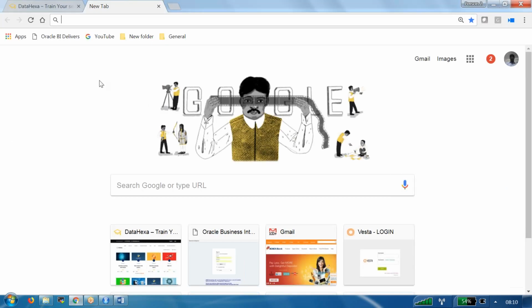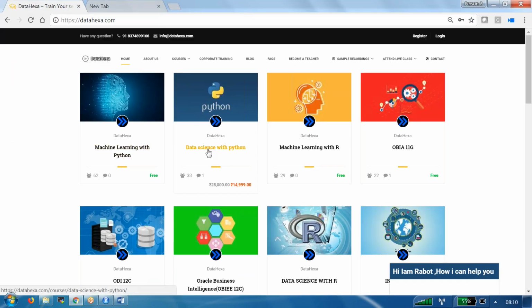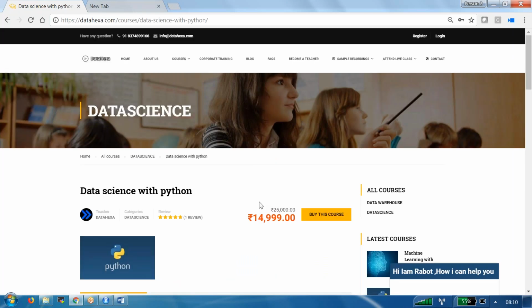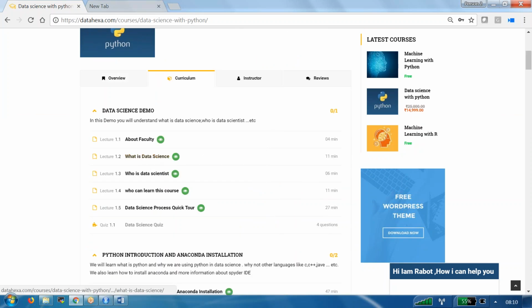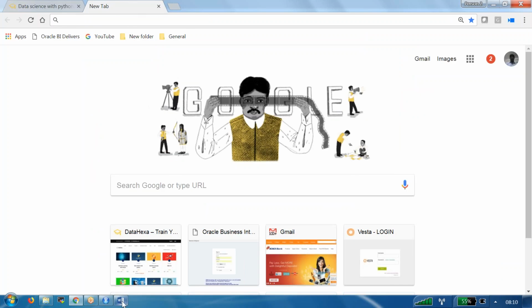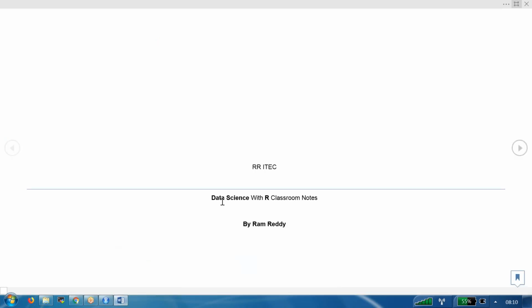The demo means, these are the topics I generally cover, and the demo is common for Python and R. Those are two tracks, and for both tracks the demo is common. What I used to teach are these 5 points: about me, what is data science, who is a data scientist, who can learn this course, data science process quick tour, and a quiz on that. That has no dependence. You can treat today as the first class. Now we are trying to start the track, data science implementation using the R language.